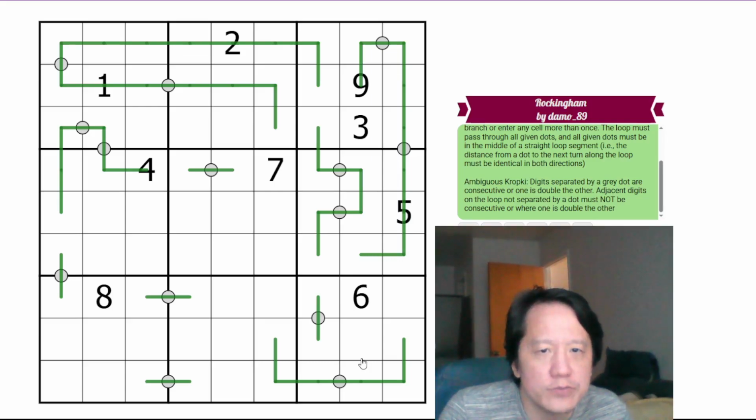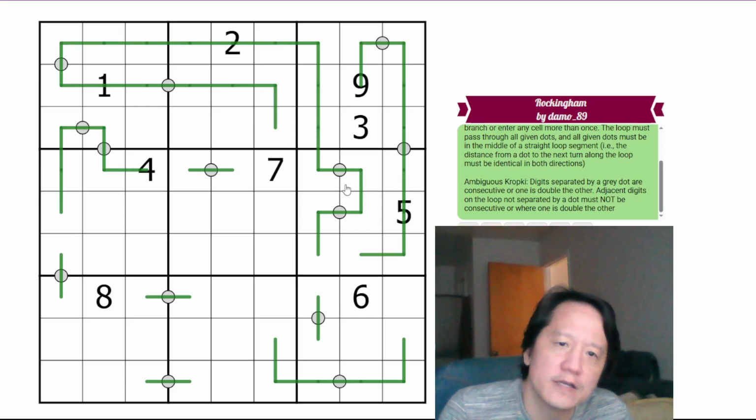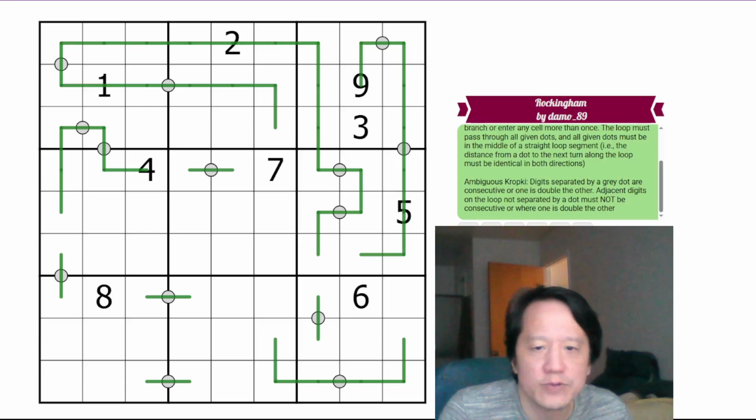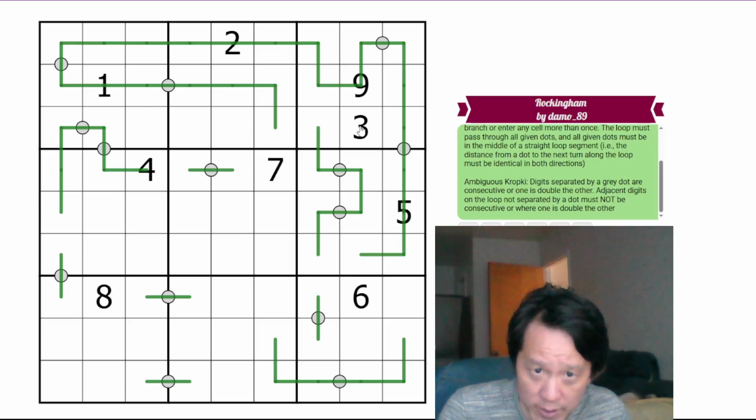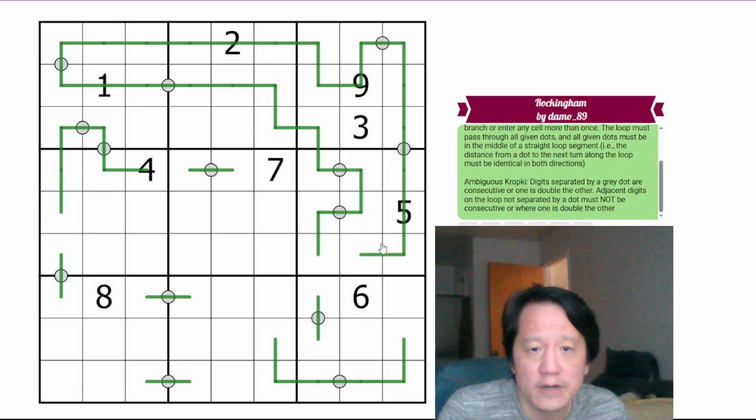How else do we connect? This cannot connect that way because then this doesn't have anything to connect with. So this has to connect there. Okay, so that's good to know. That means this can't turn that way. If it does, then it doesn't have anywhere to go, so it must connect that way.